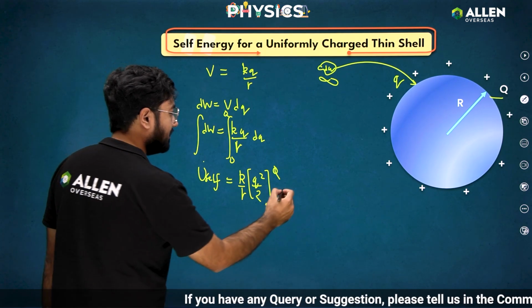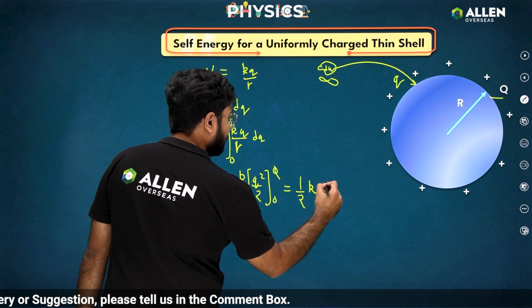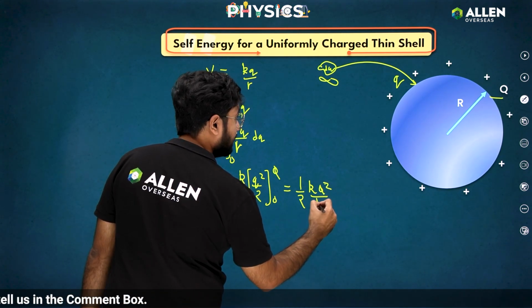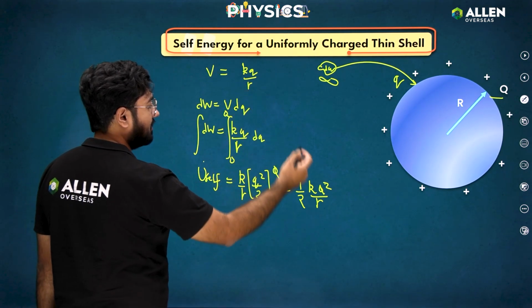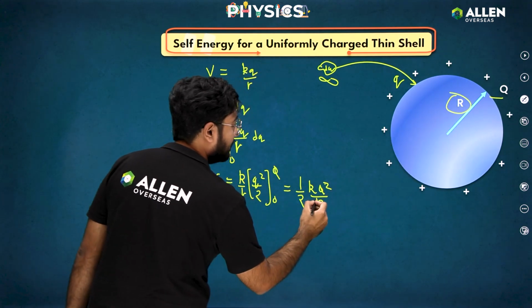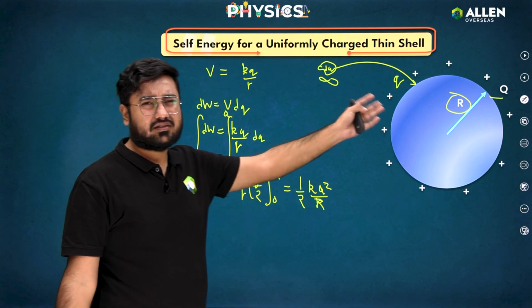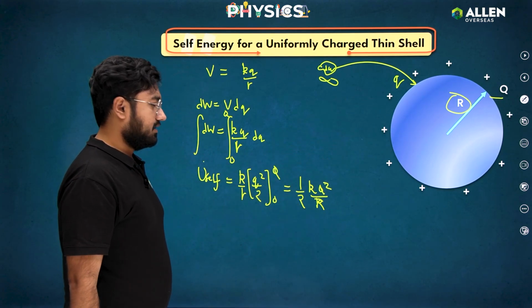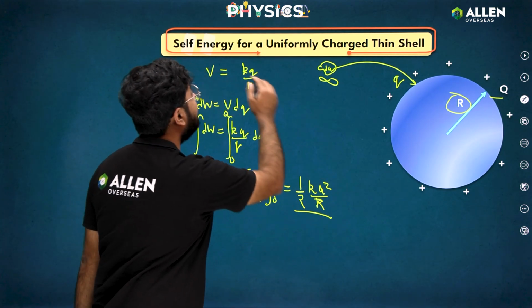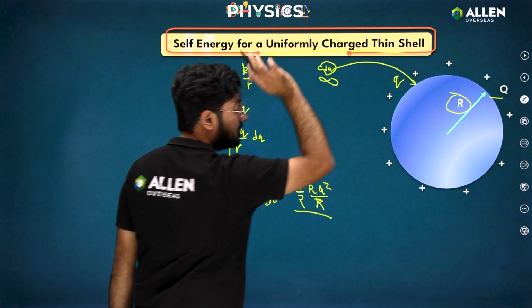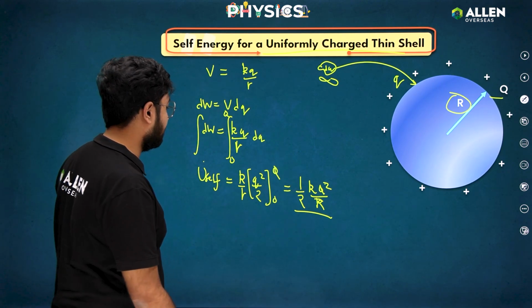Yeah, definitely. So this thing is half kq squared by r, right? Do not worry about this r. My bad, if this is capital R, so this thing will be also capital R. No problem in that. That is the constant, right? Okay. So this is the self energy stored in the thin uniform shell, uniformly charged thin shell. Okay, that is self energy.